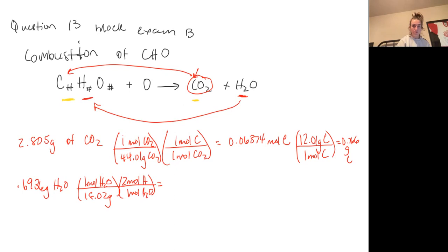Again, we're going to get the moles of that. So we have 0.0770 moles of hydrogen. And then again, using the molar mass, we'll have 1.01 grams of hydrogen is 1 mole. And so we end up with 0.0778 grams of hydrogen.